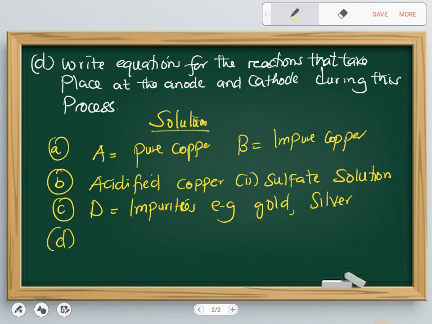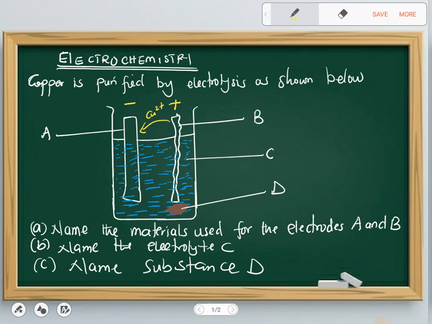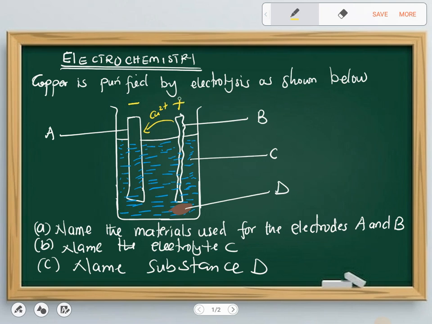Then it says write equations for the reactions that take place at the anode and cathode during this reaction. So let's write the anode, and let's write the cathode here. We know that at the anode is where oxidation occurs, and at the cathode is where reduction occurs. In terms of electrons, reduction is the gain of electrons, while oxidation is the loss of electrons. Remember from the diagram I said the anode loses electrons towards the cathode.